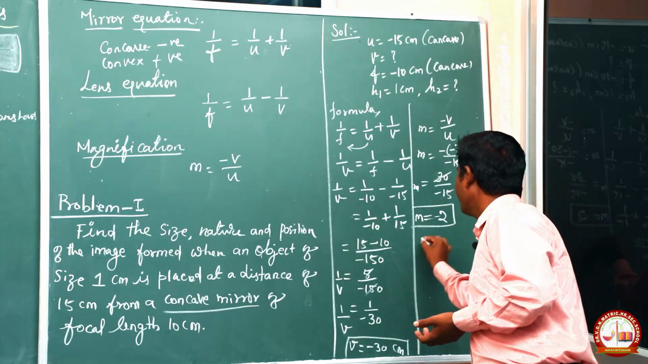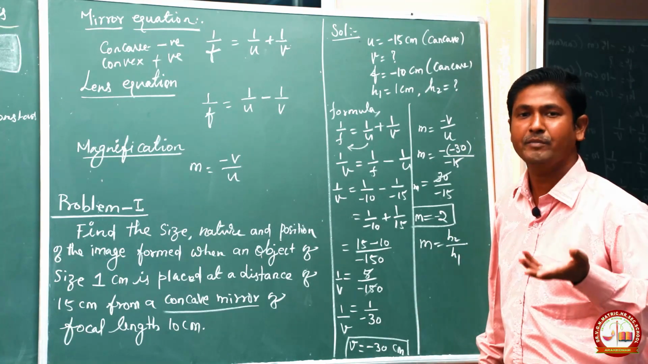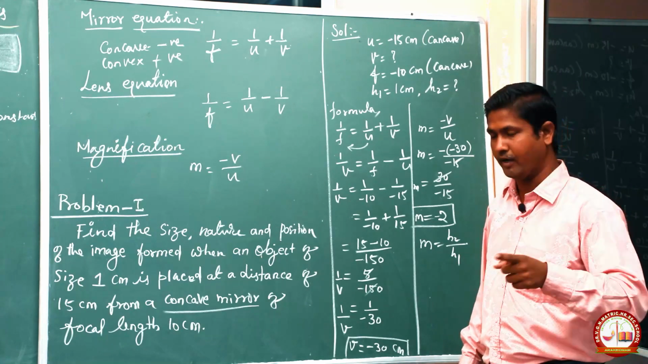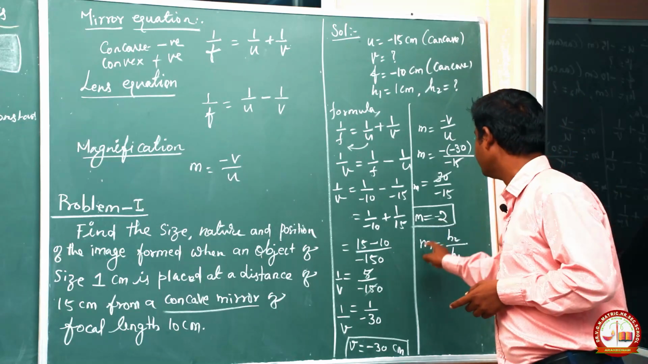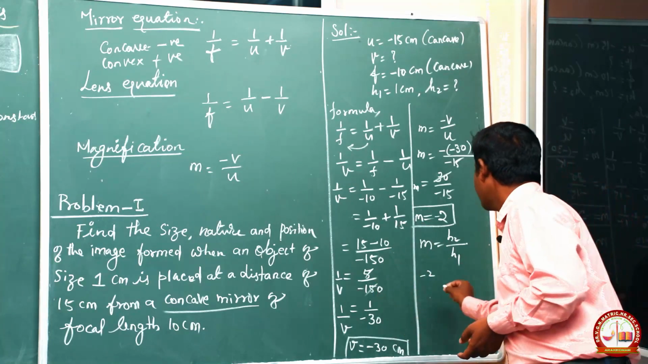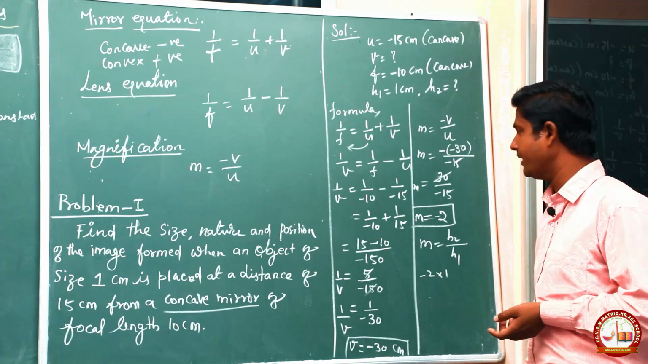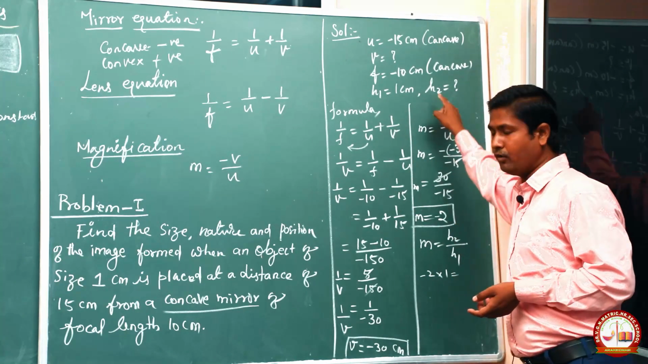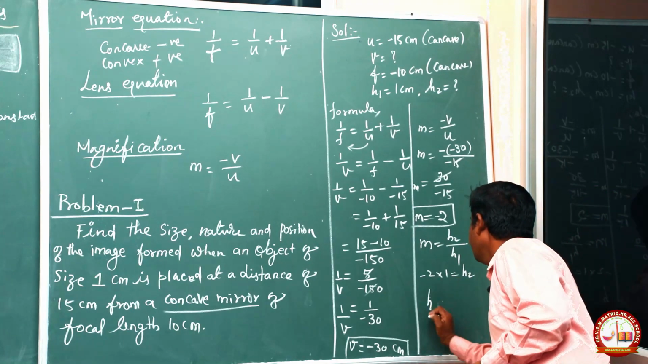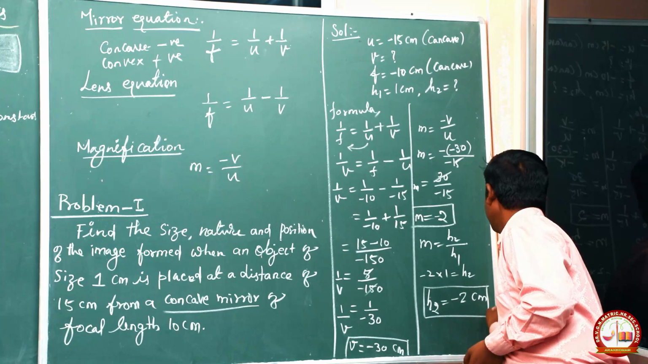Height formula, m equal to h2 divided by h1. What is this h2? Height of the image 2. What is this h1? Height of the image 1. Substitute all values, m value is minus 2, so minus 2, and h2 goes to the left side, this multiply. h1 value is 1 centimeter, so put in the 1 centimeter. Next you find out the h2 value, so 1 into 2 minus 2, so h2 equal to minus 2 centimeter. This is the height of the size.